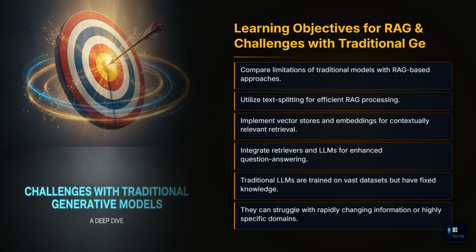Let's first look at the challenges we face with traditional generative models. These models, like GPT-3, are trained on massive amounts of data. However, their knowledge is essentially frozen at the time of training. This can be a significant issue when information changes quickly, or when we need highly specific, up-to-date answers.